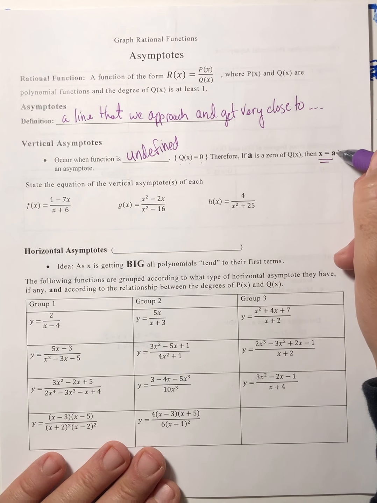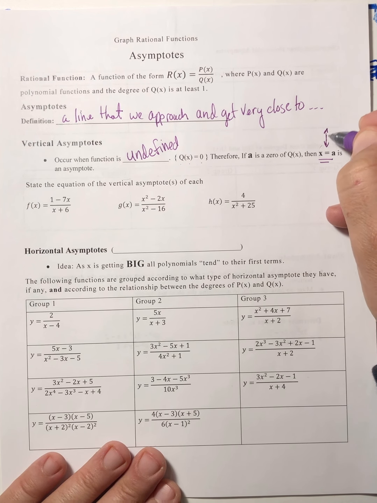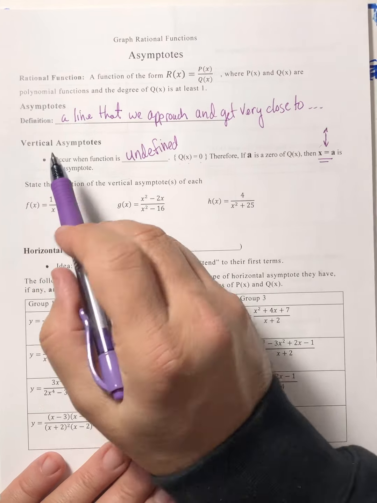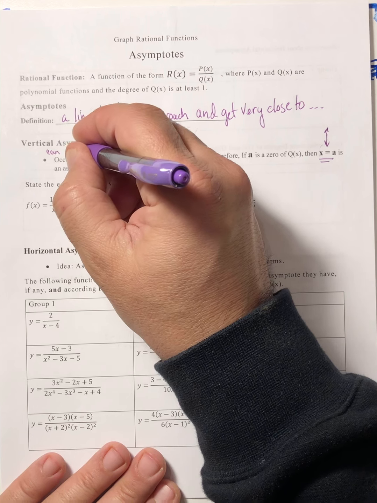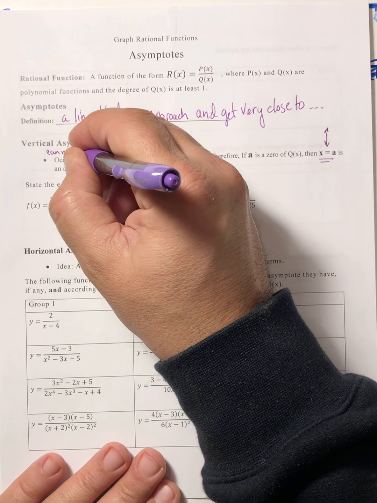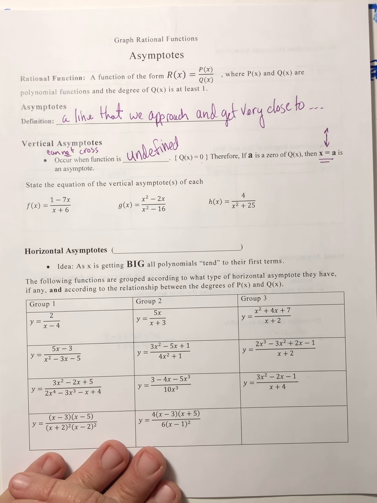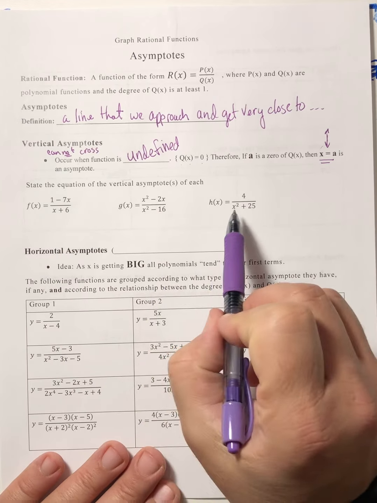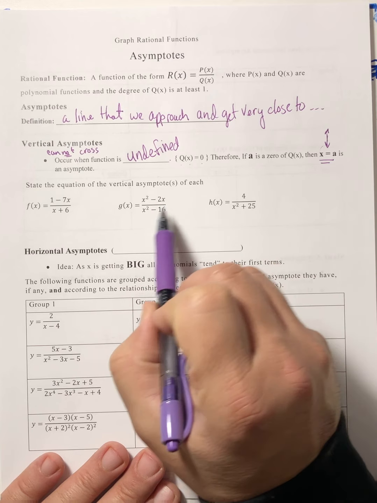Now notice it says x equals a. What do we know about the lines x equals a constant? That's right, those are vertical lines. Vertical, up and down. These vertical asymptotes we can never cross. Right now we're going to look at 3 examples, and we're going to state the equation of the vertical asymptote, or asymptotes, it could be plural, of each.